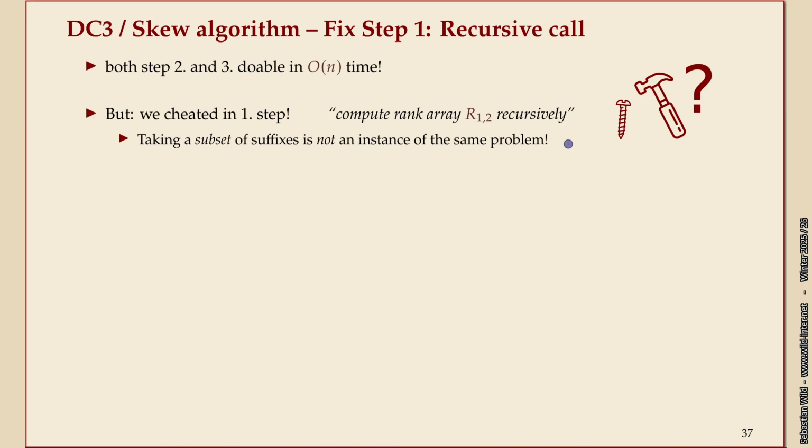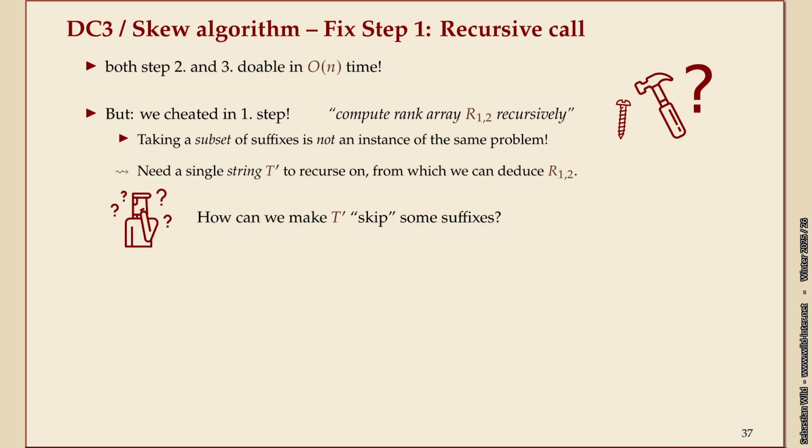Recurse on what? We can't just take a subset of strings and pretend that that's the same problem. It's not, right? So we somehow have to make it the same problem if you want to stay close to the original formulation. And indeed, that is possible. You can make it work by constructing a specific string t prime that's constructed from t, so that you can recurse on that string and you magically compute the right answer.